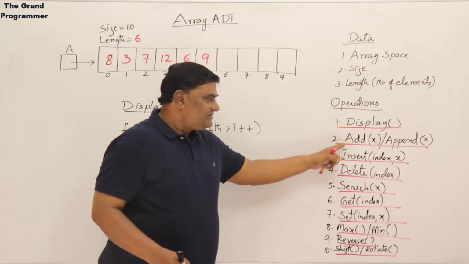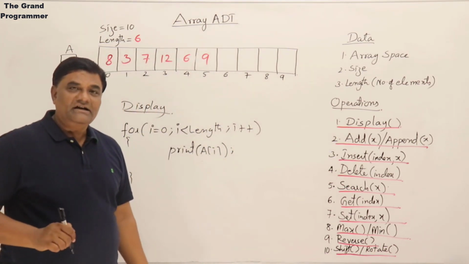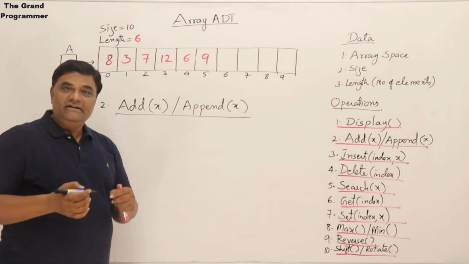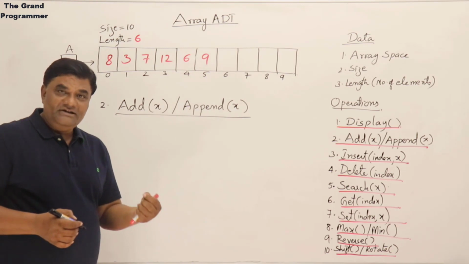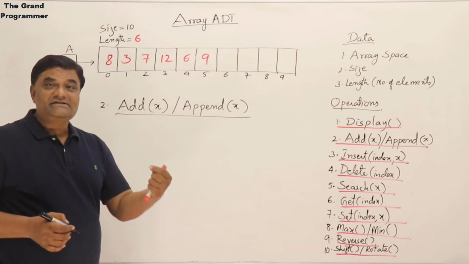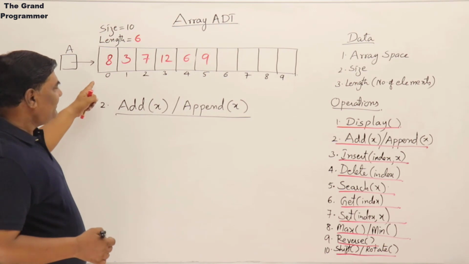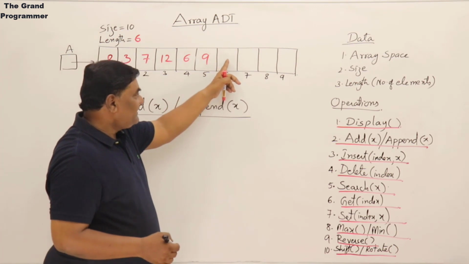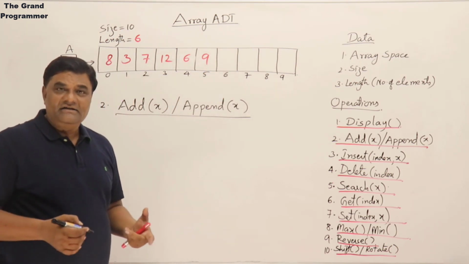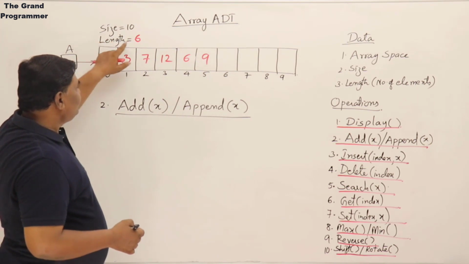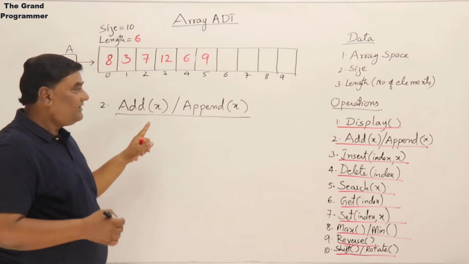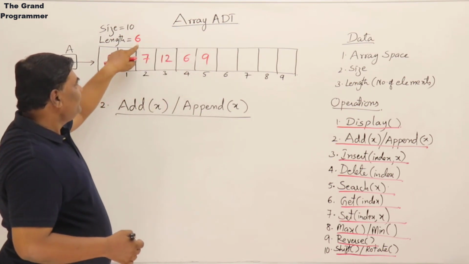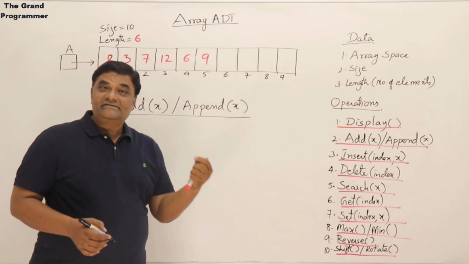Now let us go to the next operation, add. I'll explain that operation, then I will show how it works. The second operation is add or append. Adding or appending is nothing but adding a new element at the end of an array, that is at the next free space in the array. We have an array of size 10, but we have only 6 elements, so the next free space is at index 6. Who says that 6 is a free space? Because the length is 6, which means the number of elements. I have 1, 2, 3, 4, 5, 6 elements. The last index is 5, but length keeps the count of the number of elements. So index 6 is free.